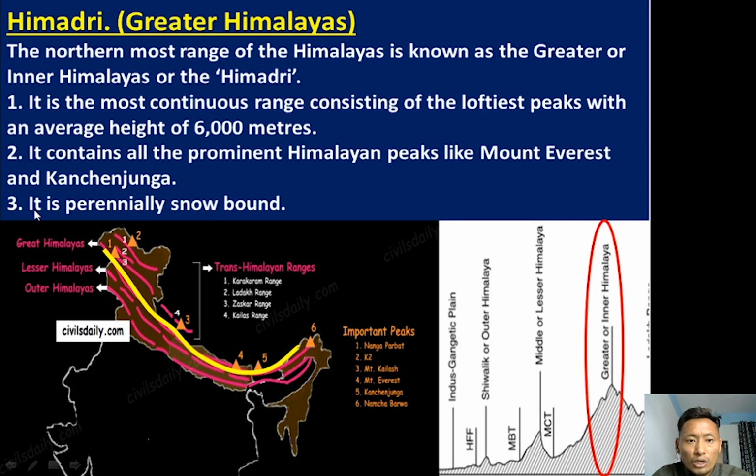Throughout the year it is covered by snow, so that means it is perennially snowbound. That means throughout the year the Great Himalayas are covered with snow. That means 365 days of the year it is covered by snow.